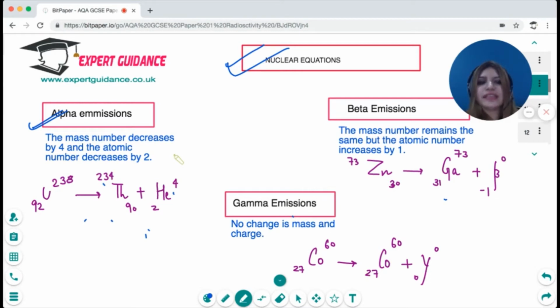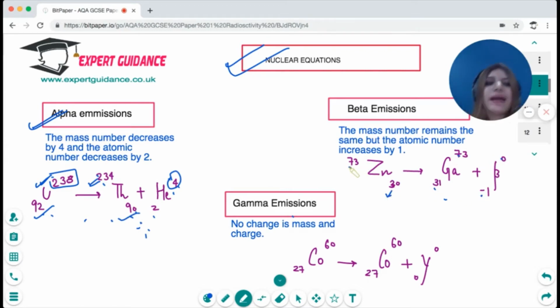Basically, to make it easy to understand, make sure the top numbers on the left side are equal to the top number on the right side. For example, if this is 238 on the left side and 234 on the right side, then the other number has to be 4 to make the top numbers and the bottom numbers on both sides equal. So this is 92, 90, and 2 is 92. 30, so 31 minus 1 gives 30, 73 plus 0 is 73.